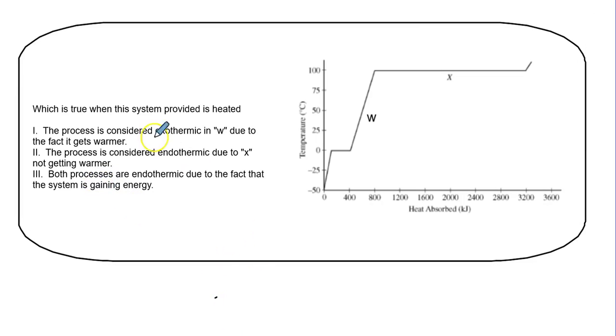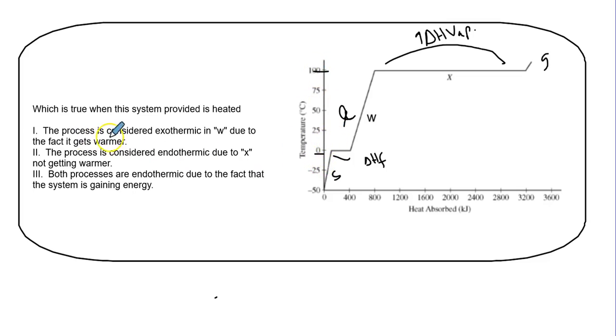Okay, which is true about the system provided. Now again, here we have our solid, we have our liquid, we have our gas. We've got a relatively short delta H of fusion. Here we've got a relatively large delta H of vaporization. Let's see, this is our melting point, this is our boiling point.